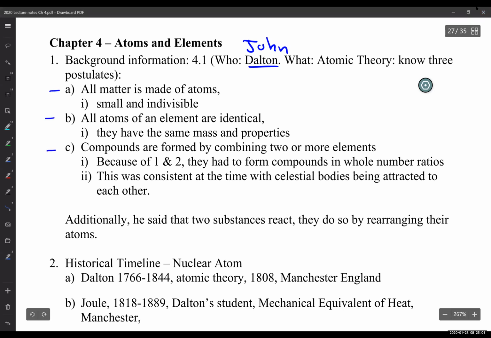It'll be like a multiple choice question. Which of these were Dalton's three postulates? And you'll see A, B, and C, and it won't be a dolphin or something like that, right? They won't be exactly the same, but it'll be like these statements. But he also said when two substances react, so you're thinking about two compounds, right?